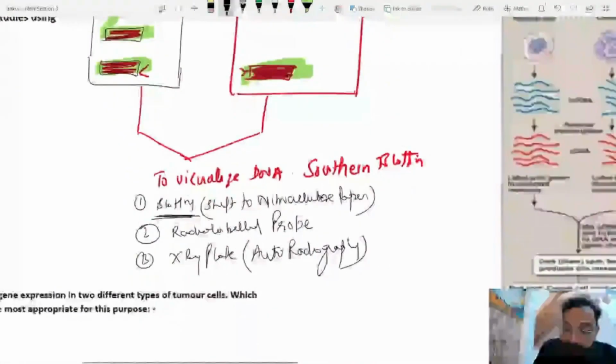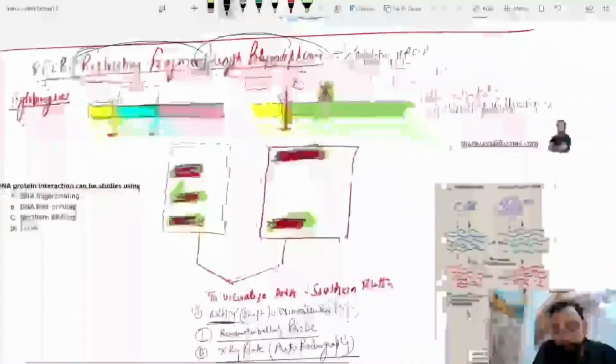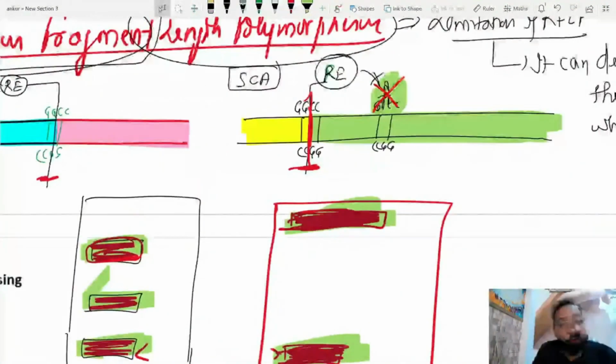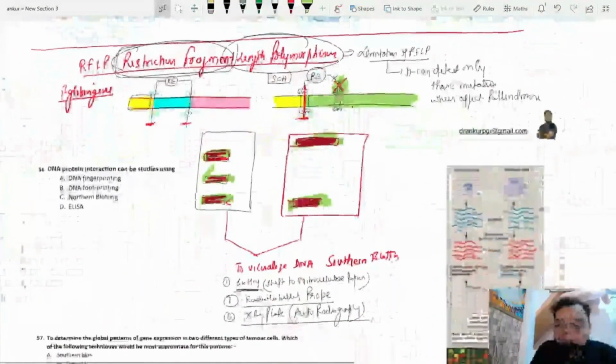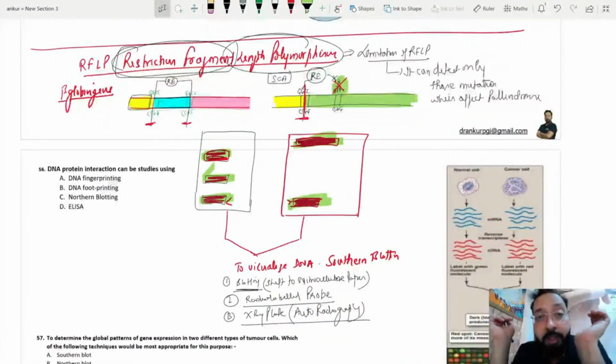So second is the radio labeled probe. Third is the X-ray plate, autoradiography. So simple. RFLP can detect only those mutations which affect the palindrome, otherwise you can't. So to complement RFLP, we also have southern blotting.